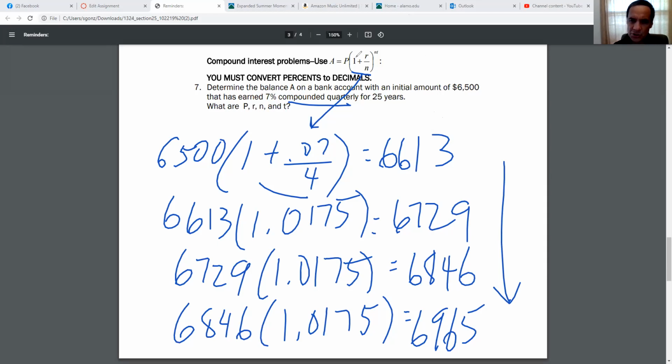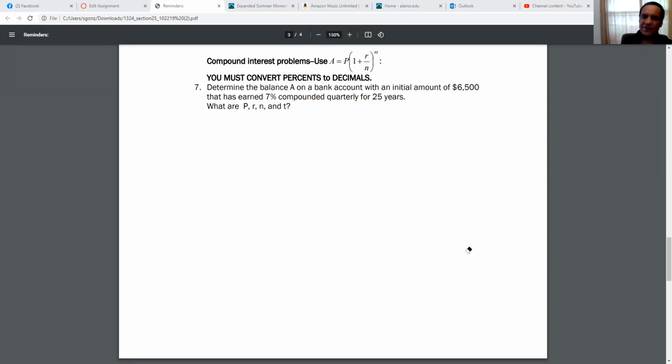And once again, I'm going to clear all drawings. Now, when I use the formula, I'm taking P, which is the principal. And the principal on too many of these problems is the initial amount given. Now, there are going to be problems where they're going to give you the final amount and you have to go back and find the initial. And that's going to be a different math problem. So we're going to take 6,500.